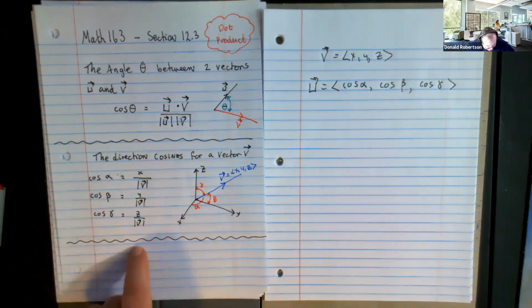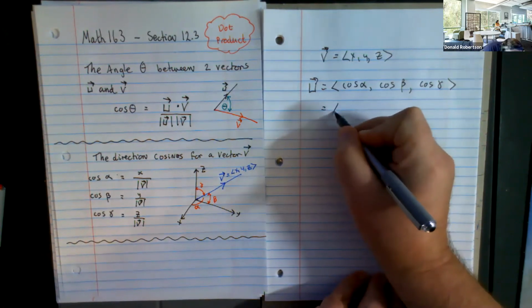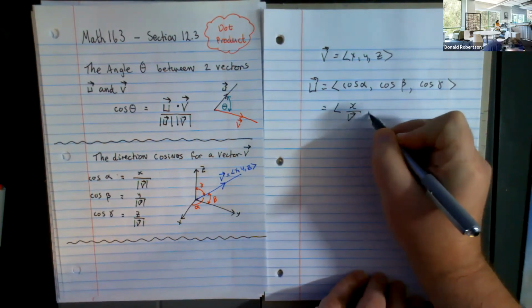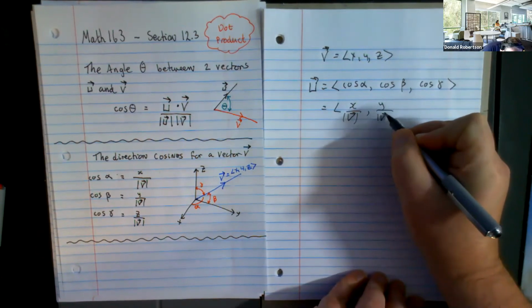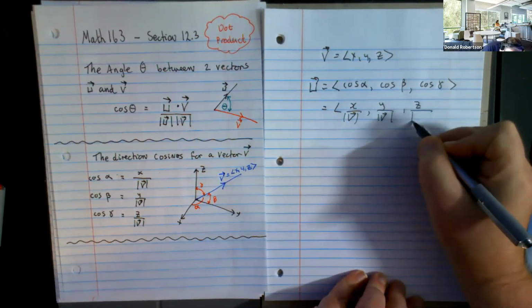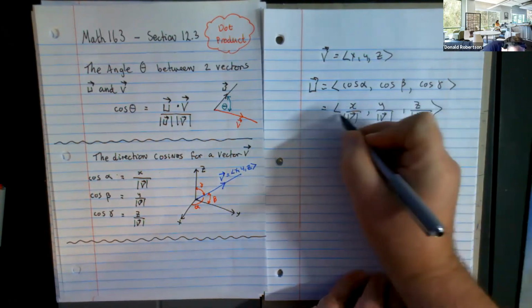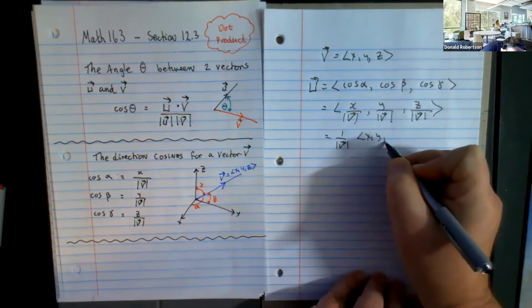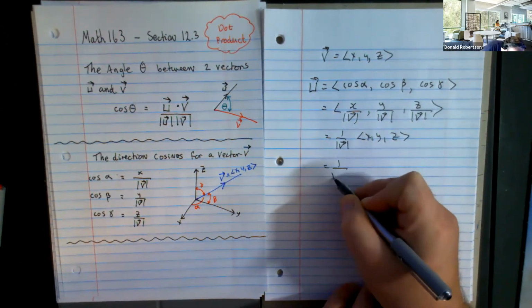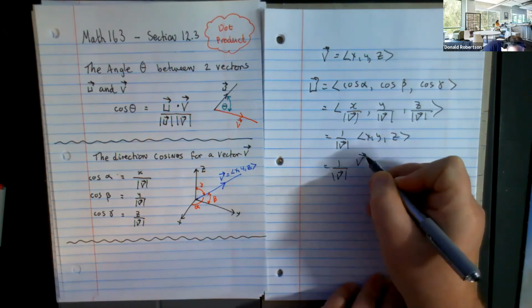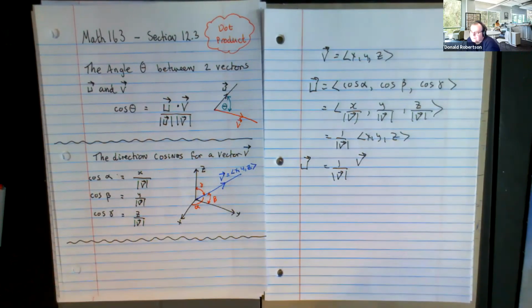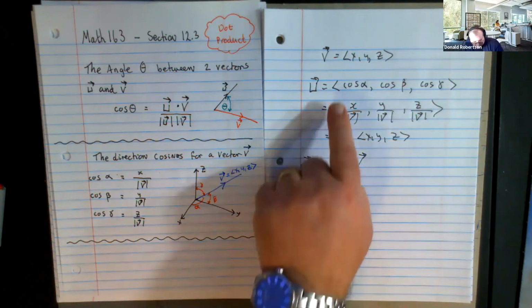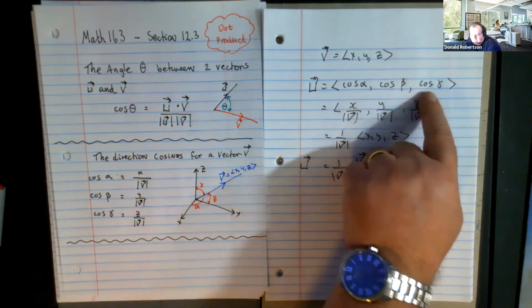Look at the formula for this fella. It's X over the magnitude, comma, Y over the magnitude for beta, and for gamma, it's the Z coordinate over the magnitude. If you pull this out, isn't that this fella, X, Y, Z? Wait a minute. Isn't that how we find unit vectors? So a unit vector is really a vector made up of direction cosines.